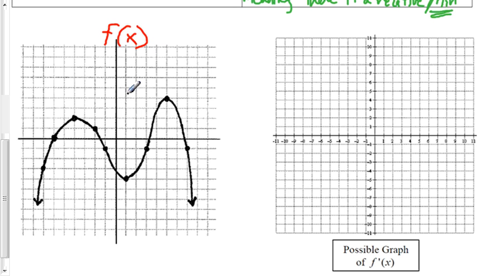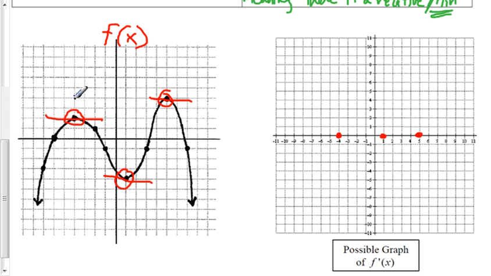Okay, so let's start up top. When I have these relative maxes and relative mins here, I'm trying to find the slope. Slope is 0, slope is 0, slope is 0. So let's look at what that means. When x is negative 4, the slope is 0, so that means my derivative is 0. When x is 1, slope is 0. When x is 5, slope is 0. So I have 3 zeros in this graph.